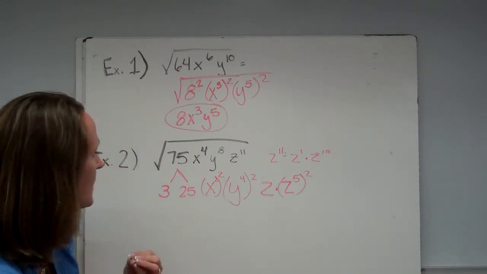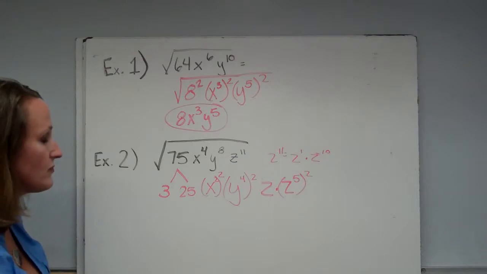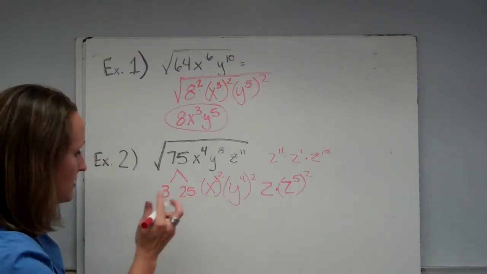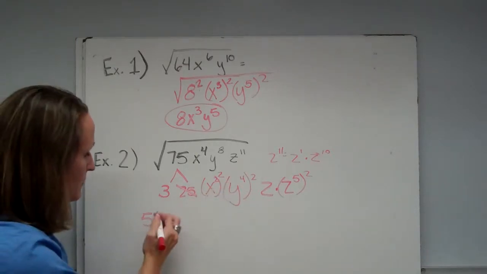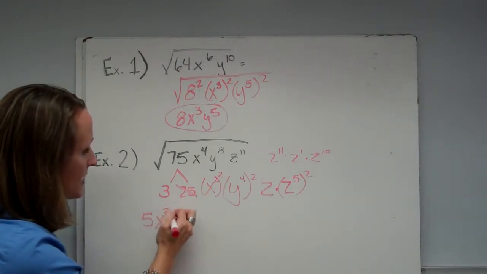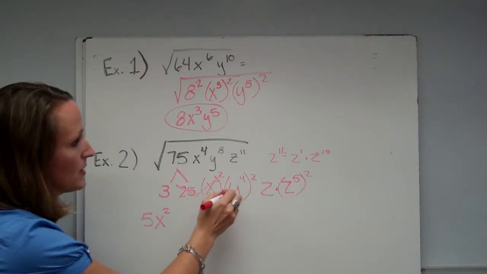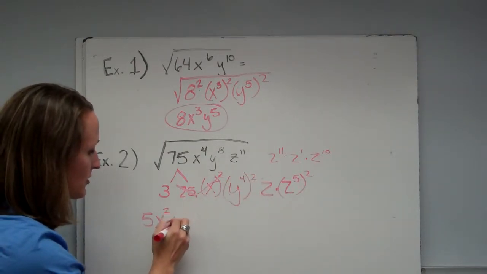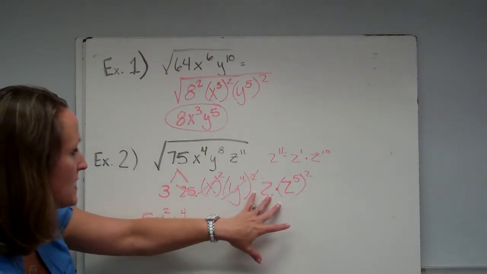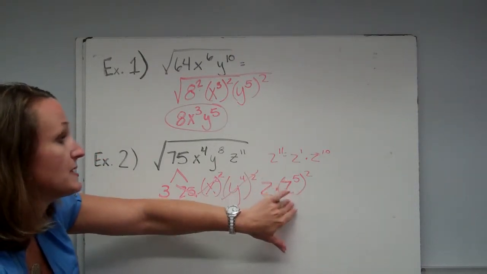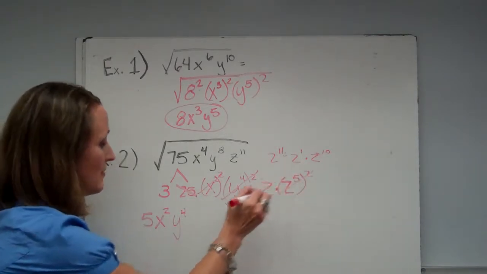So this is what I have under my radicals. What can I pull out? Well, I can take the square root of 25, so I'm going to bring 5 to the outside. This is a squared function, so I'm going to leave my x squared. Here's another one, y to the 4th squared. So I'm going to bring out my y to the 4th. This z has to stay over here, but z to the 5th squared can come out.